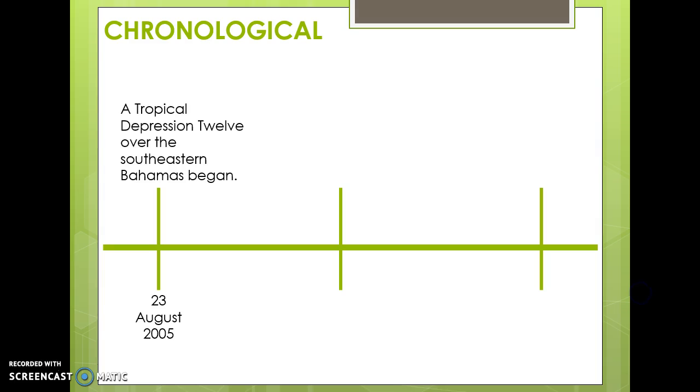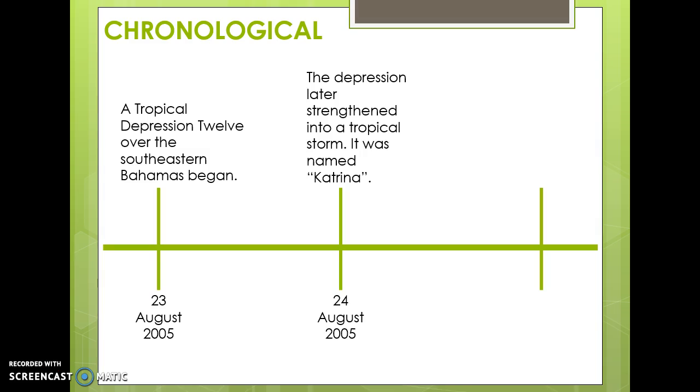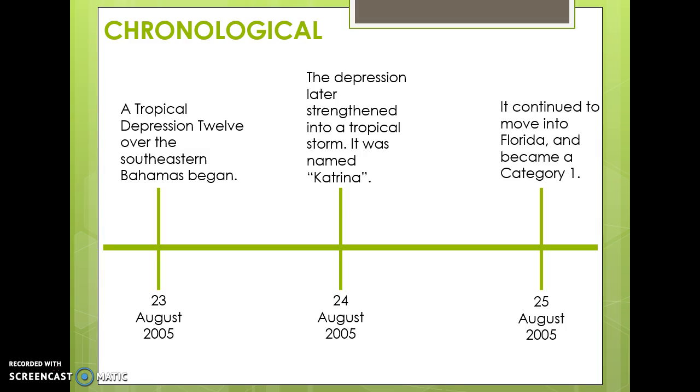This is chronological order. On August 23, 2005, we know that a Tropical Depression 12 occurred over the southeastern Bahamas. The next day, on August 24th, the depression later strengthened into a tropical storm, and it was named Katrina. And then on August 25th, it continued to move into Florida and became a Category 1 hurricane. So we can follow the process of events or the series of events in time order. So think of a timeline.